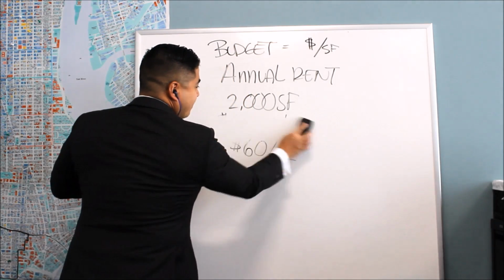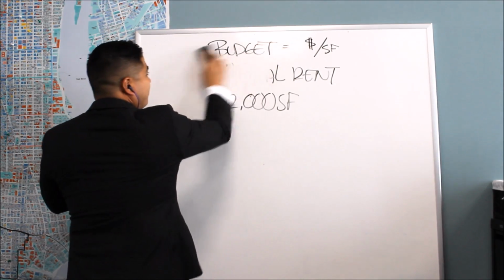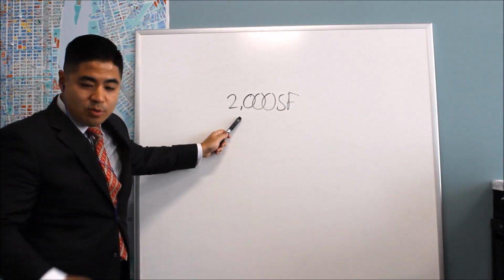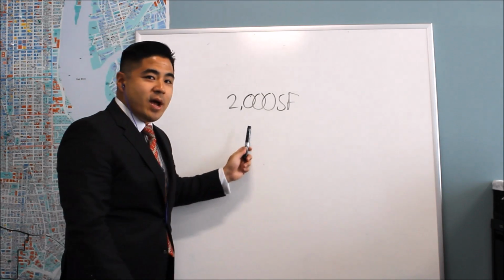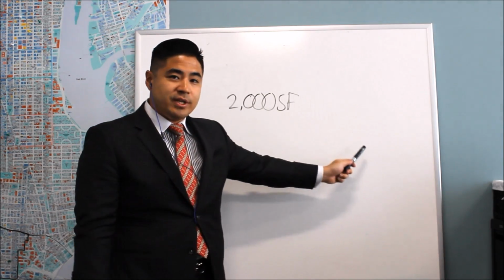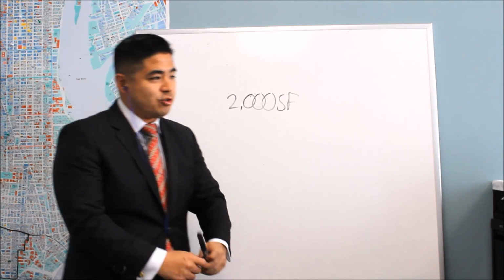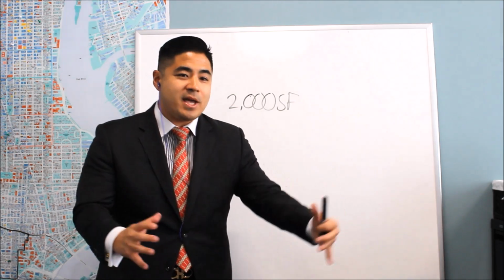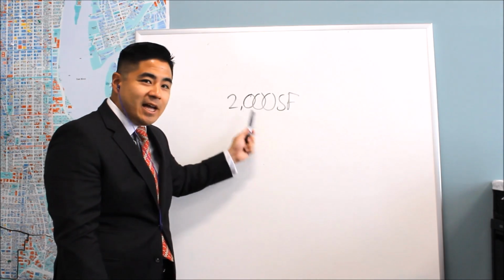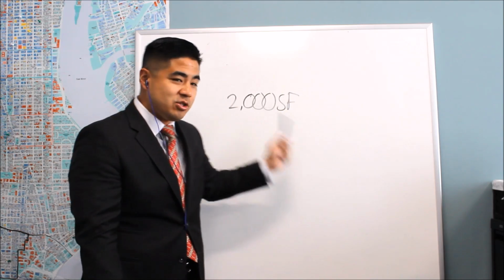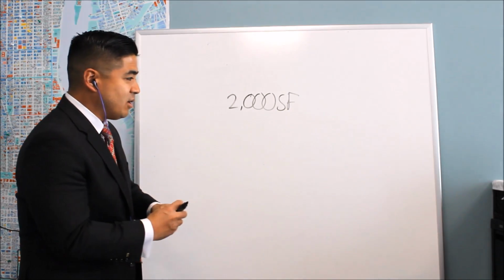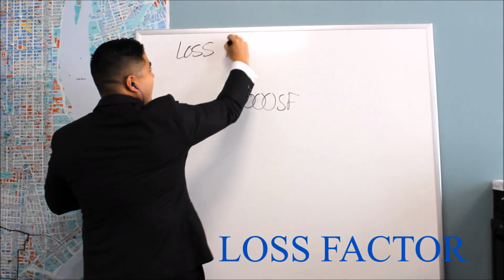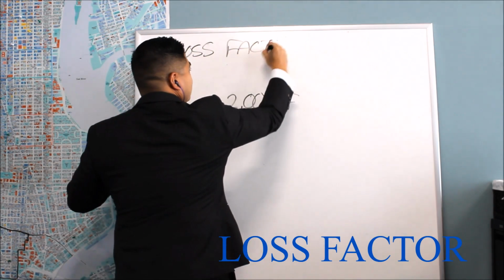Because different types of buildings have different loss factors. So this 2,000 square feet, if you had 3 different buildings with 2,000 square feet, and you took a measuring tape and actually measured the physical space, you would get different actual measurements for 2,000 square feet. And that really belongs with the loss factor. That's what's called loss factor.